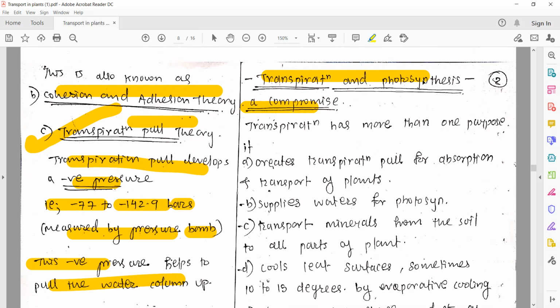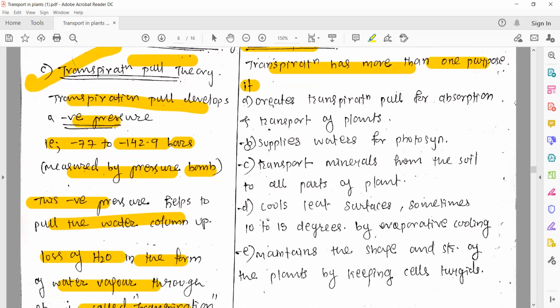A compromise means this is a very interesting topic given in your NCERT textbook. See, transpiration has more than one purpose. Why does transpiration have to happen? Because there are a lot of reasons. For example, it creates a transpiration pull for the absorption and transport of water in plants.